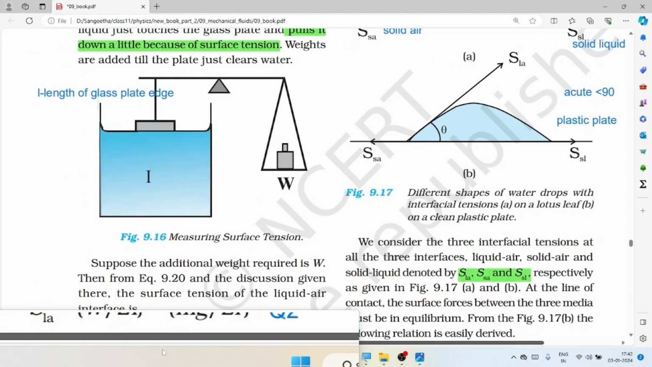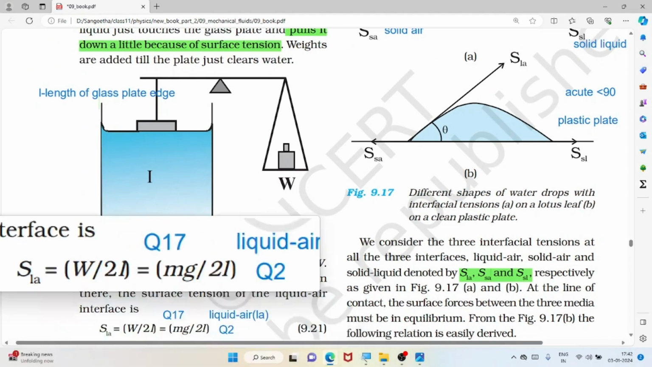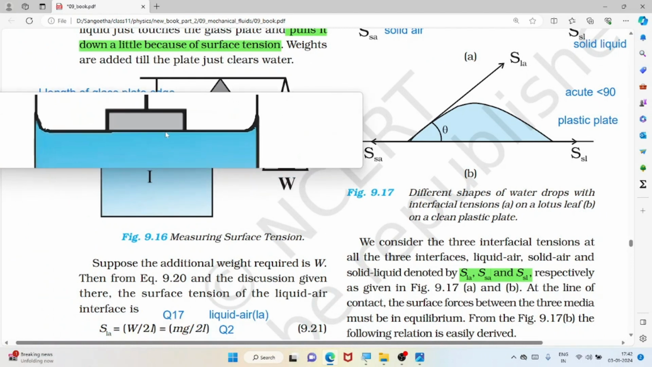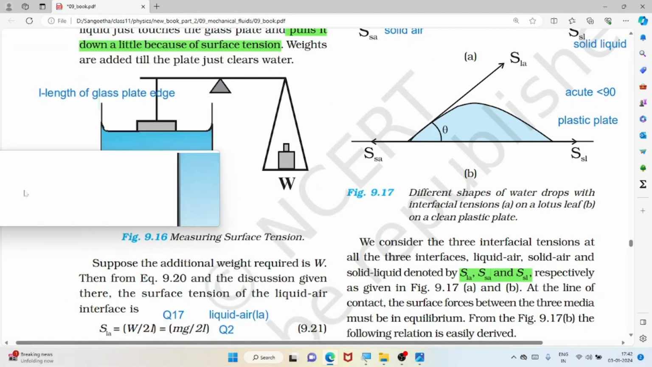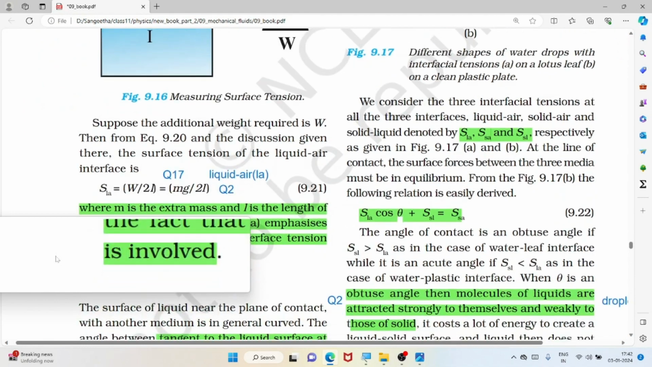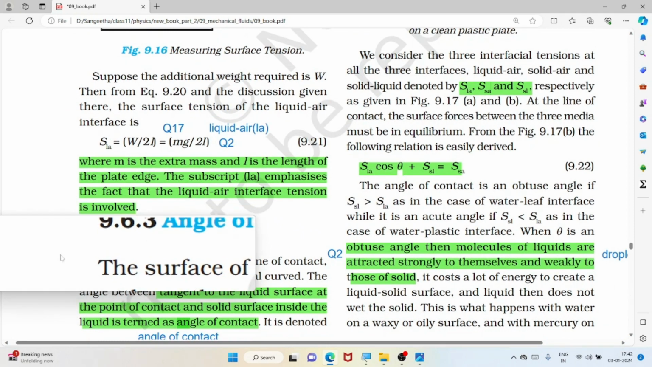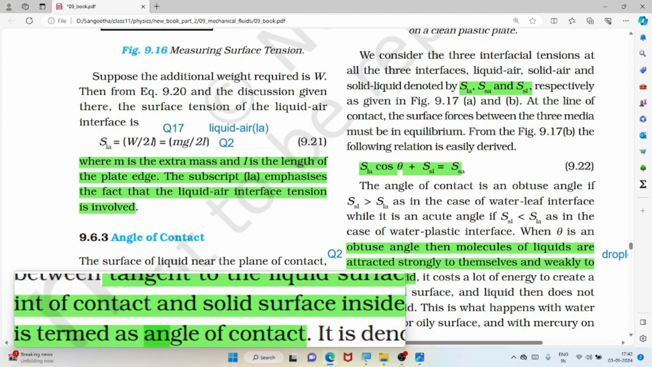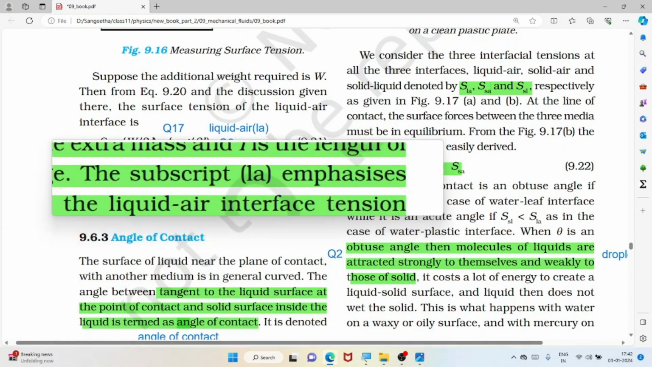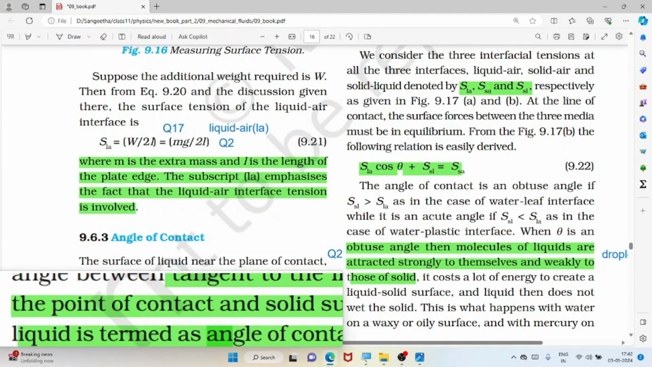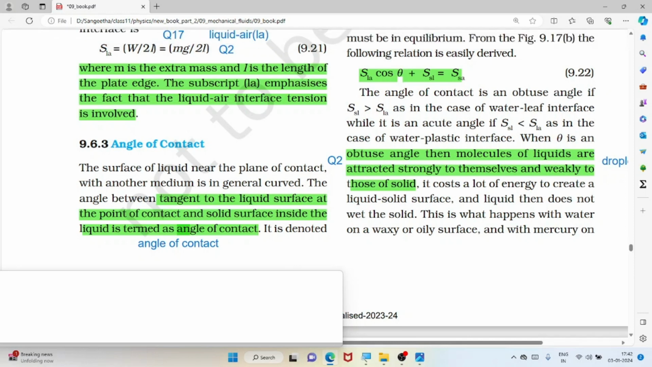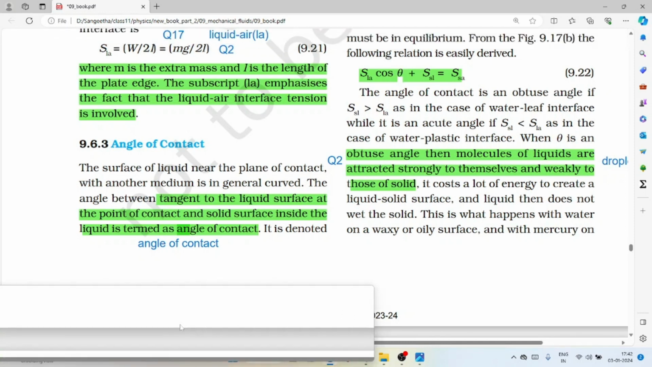This is how you measure the surface tension. The length of this glass plate is L. Weight by 2L. Weight equal to mg. L is the length of the plate edge. Angle of contact.